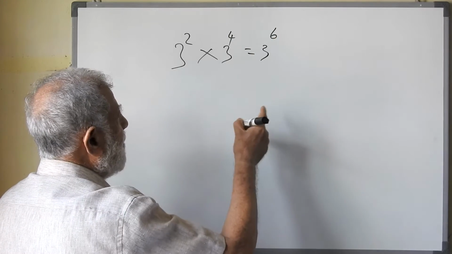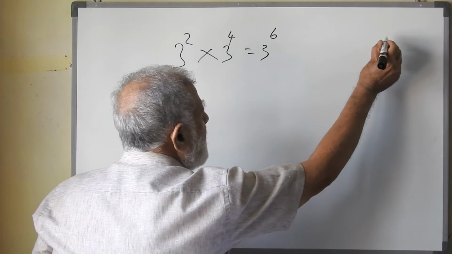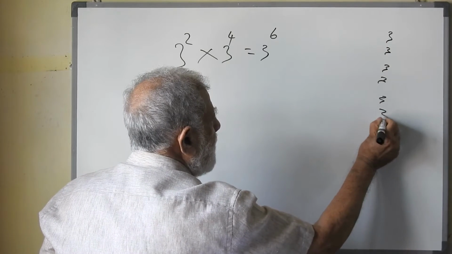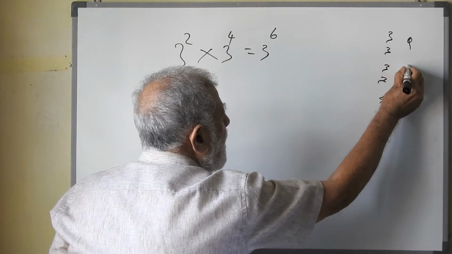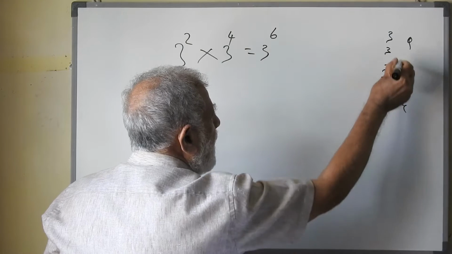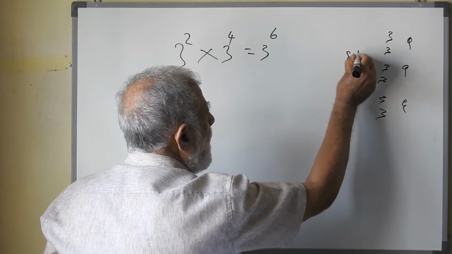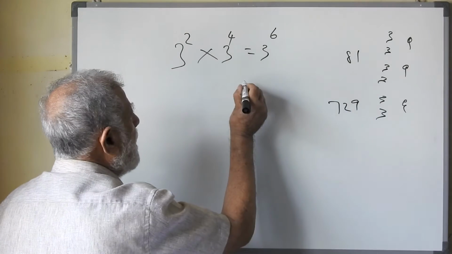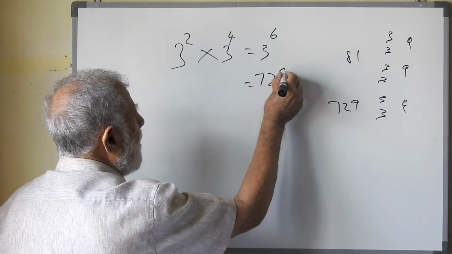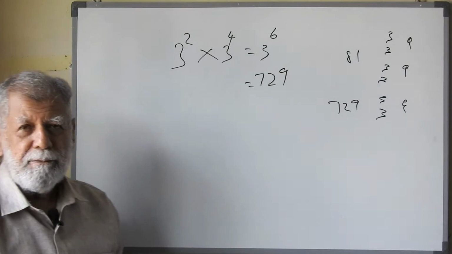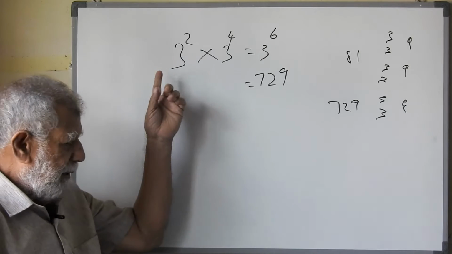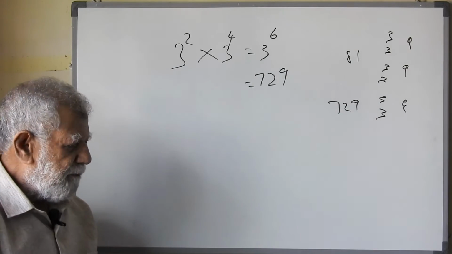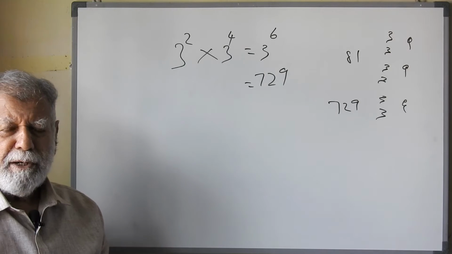And if you want to find the value of 3 to the power of 6, we can write like this: 3, 3, 3, 3, 3, 3. Here 3 times 3 is 9, here 9, here also 9. So 9 times 9 is 81, and 81 into 9 is 729. So this is equal to 729. So what we should know here is that when we are multiplying, we add the powers. So this we did in the last lesson.